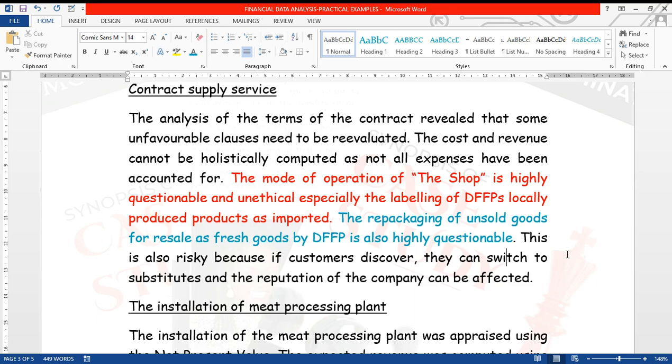Nobody's telling you not to resell your product. Nobody's telling you to throw away your eggs. But why are you deceiving people? Why are you telling people it's fresh when it's actually not fresh? So all these things are questionable, all these things are unethical, and there's also a risk.